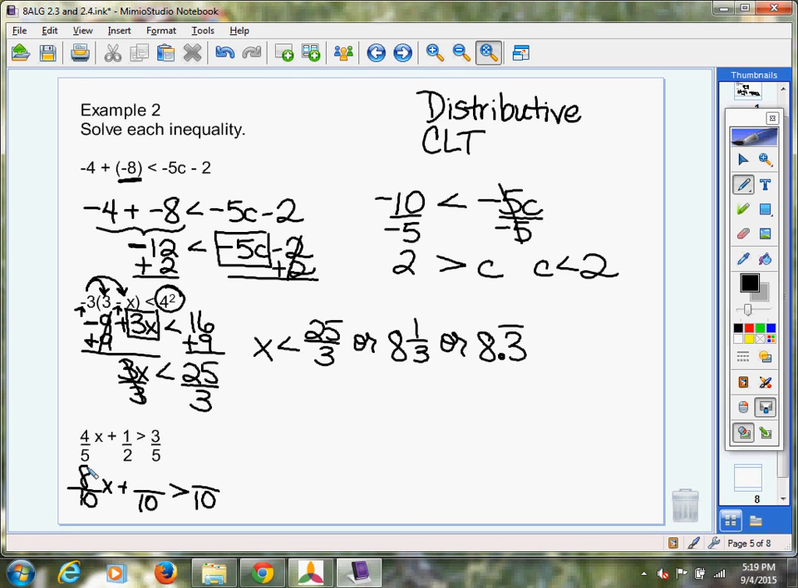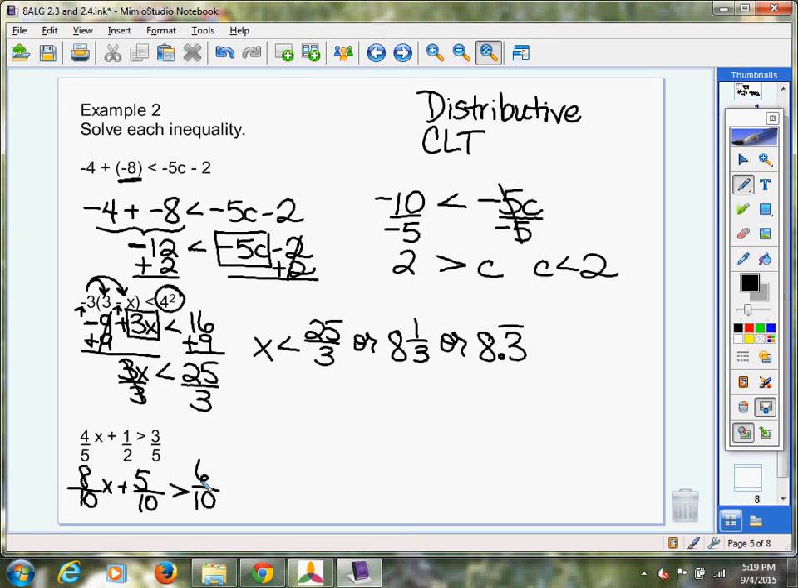2 times 5 is 10. 5 times 1 is 5. 1/2 is the same as 5 tenths. And 3/5, 5 times 2 is 10. 2 times 3 is 6. So 3/5 is 6 tenths.